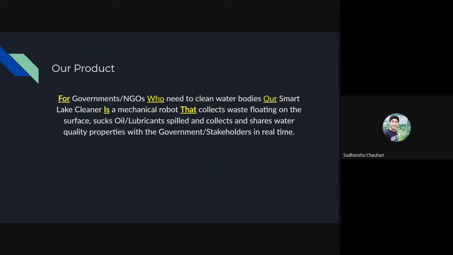Now, what is our product? For government NGOs who need to clean water bodies, our Smart Lake Cleaner is a mechanical robot that collects waste floating on the surface, sucks oil lubricants spilled, and collects and shares water quality properties with the government in real time.